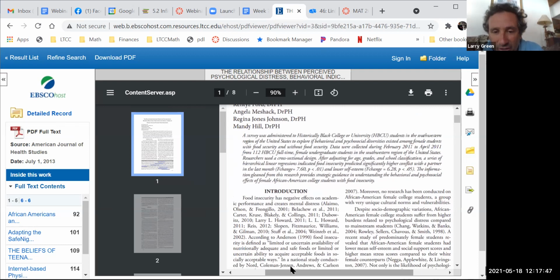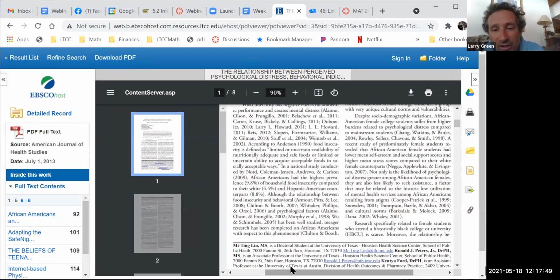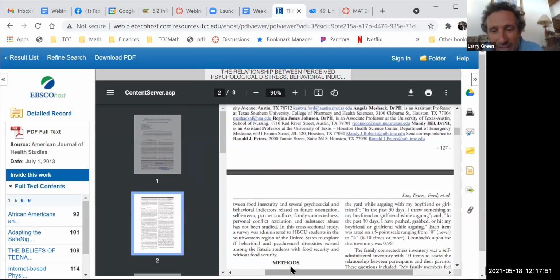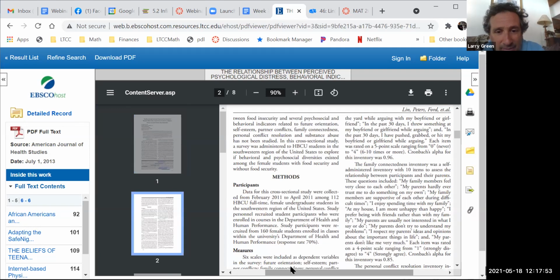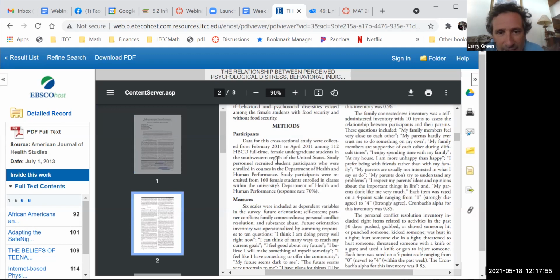Okay, so here's a peer-reviewed journal article. I'm not going to read the whole article for you because it goes on and on and on, but I want to mention some things. If you look at the methods, data for this cross-sectional study were collected among 112 HBCU full-time female undergraduate students in the Southwestern region of the United States.